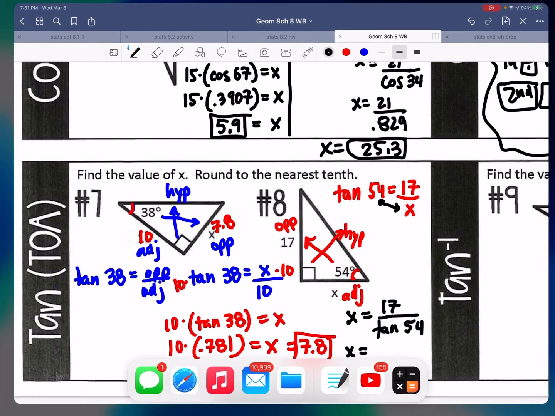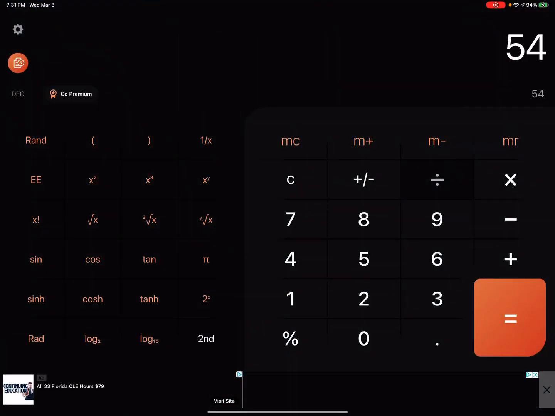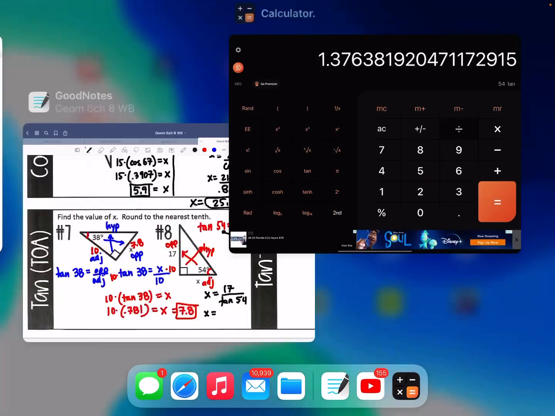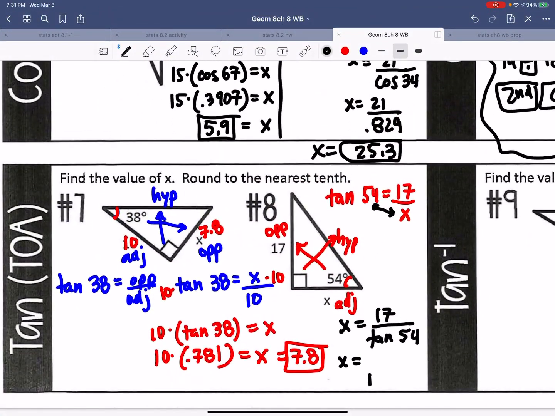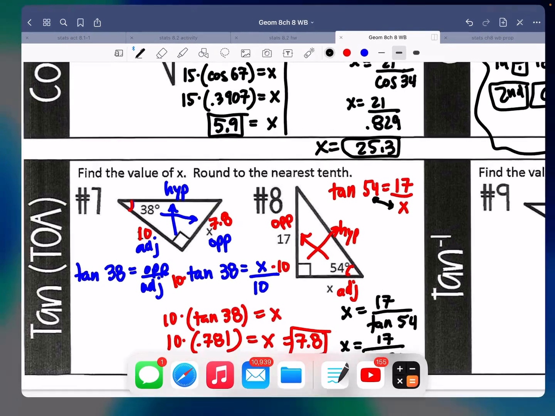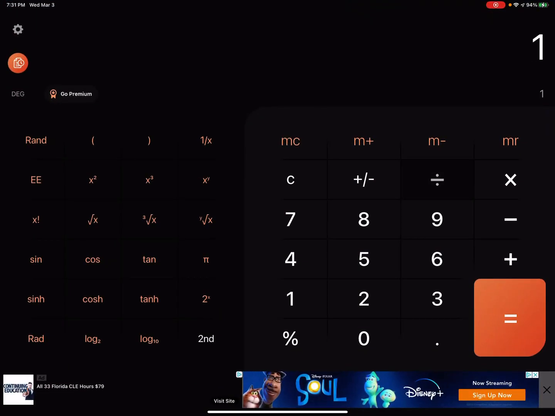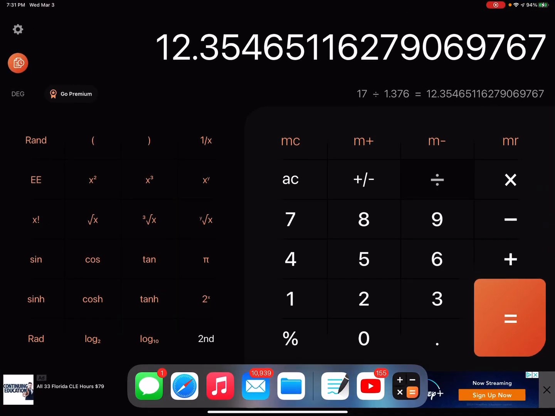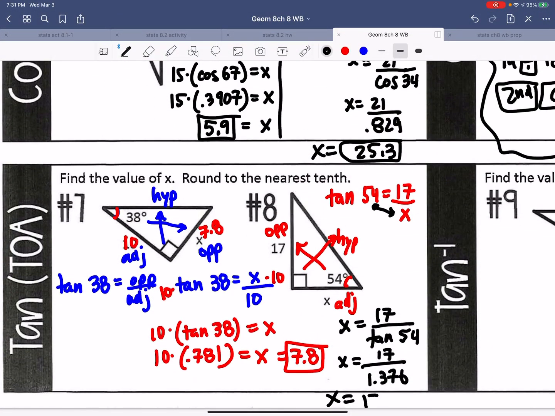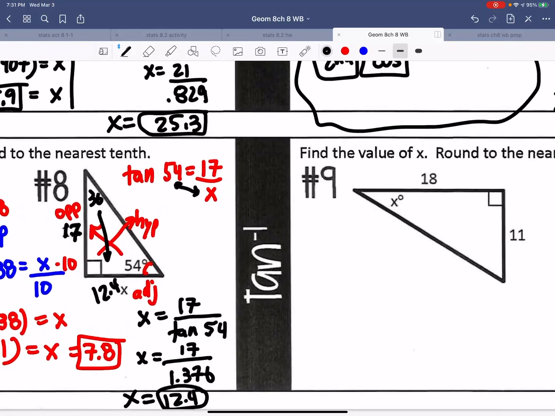Okay, so let's figure out what the tangent of 54 is. 54 tangent, 1.376. All right, and I want to do 17 divided by 1.376. Okay, and I get 12.4. So let's see what that looks like. X is 12.4. And that looks good. Yeah, I was looking for a number around 17. This would be 36 degrees, so yeah, this would be a number less than 17.